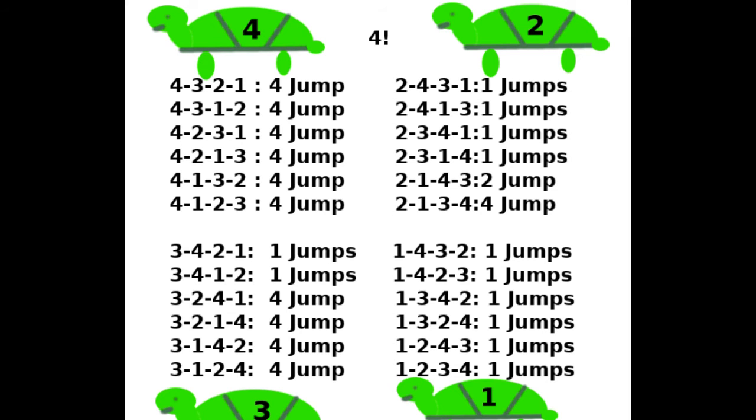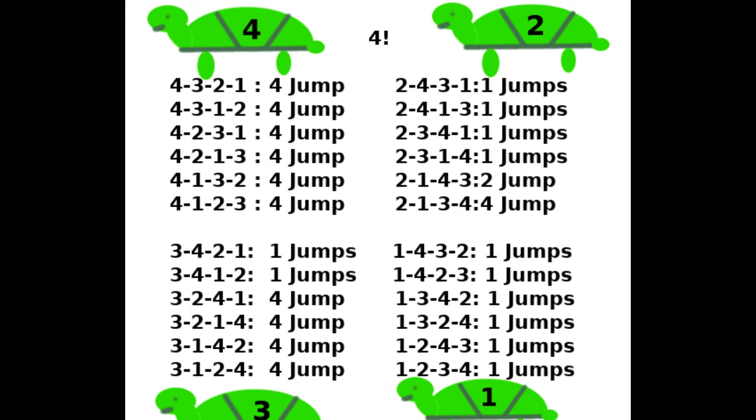A much simpler version of the problem can be seen by looking at the same concept, only with 4 turtles. 4 factorial is 24, and all the combinations of 24 can be shown quickly. With 4 turtles, there are 12 cases where 1 turtle jumps, 11 cases where 4 turtles jump, and a solitary case where 2 turtles jump.